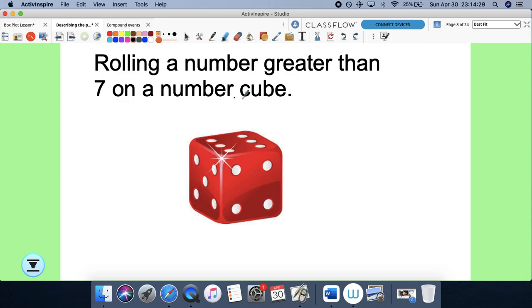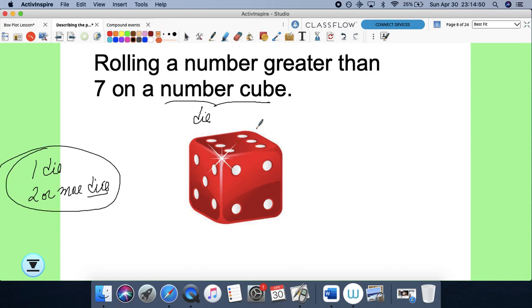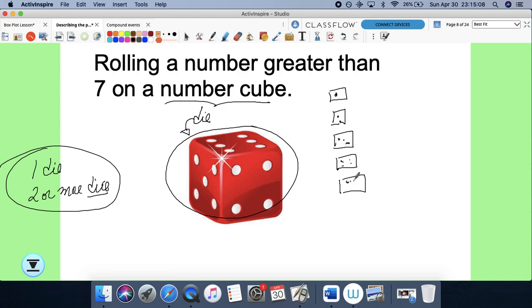Rolling a number greater than 7 on a number cube. This number cube is also called a die. So one number cube is one die. If you have 2 or more, it's called dice, because dice is the plural of die. Okay. So now this is a die. Now a die has 6 sides, right? It has a 1, a 2, a 3, a 4, a 5, and a 6, right?